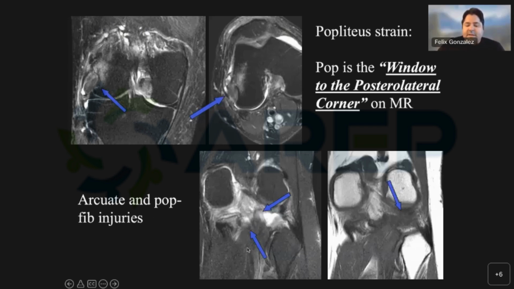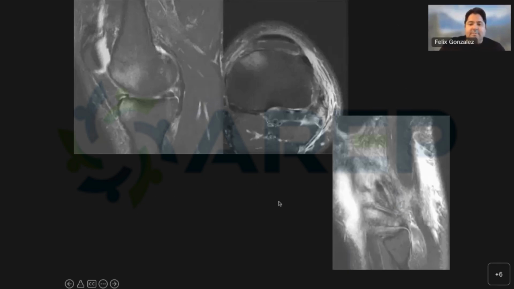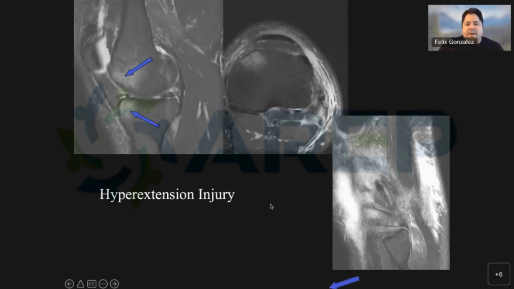So you can see the popliteus tendon and muscle coming through. You don't recognize an extension here. The popliteofibular ligament has been completely torn in this case. This is an example of a hyperextension injury with a classic contusion anteriorly. And then you can see the lateral collateral ligament completely torn.